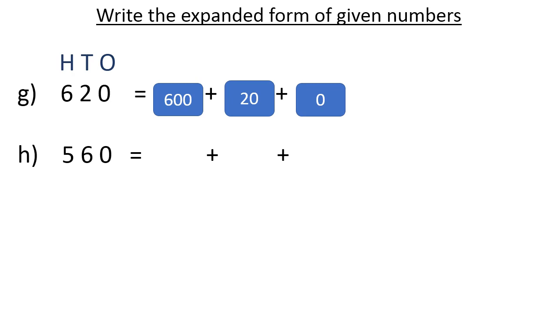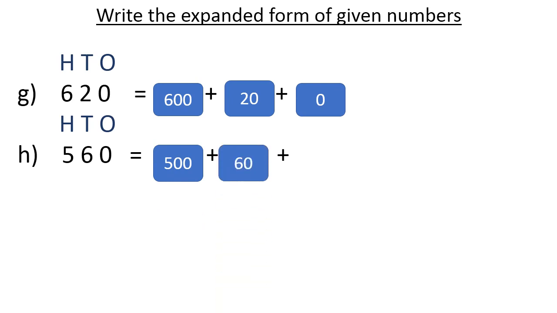Now in H part, the numeral is 560. Here, first of all, we will write places: ones, tens and hundreds. So what is the place value of 5 here? 500. Place value of 6 is 60 and place value of 0 is 0.